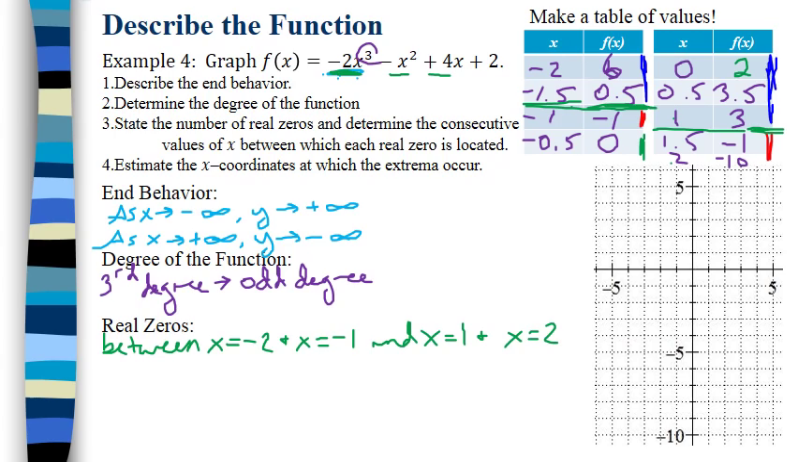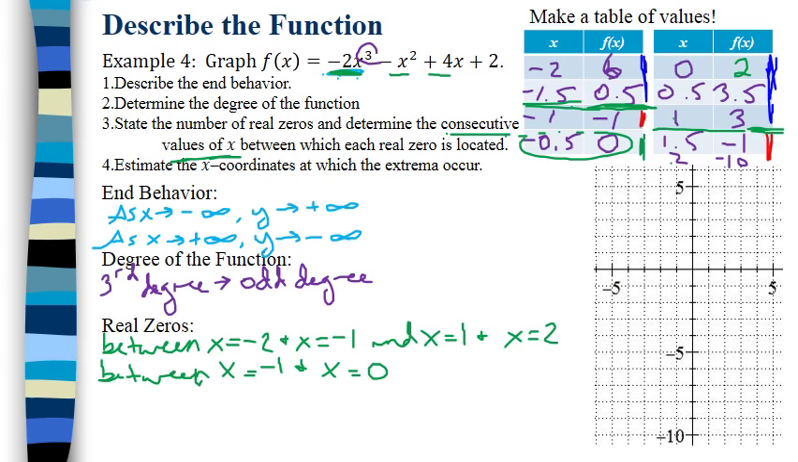And then we have an exact real 0 at -1/2, but it says determine the consecutive values between each real 0. So we can say a real 0 at -1/2 because we know exactly where it occurs, or we can say between x equals -1 and x equals 0, because it does say estimate, it doesn't say give the exact.